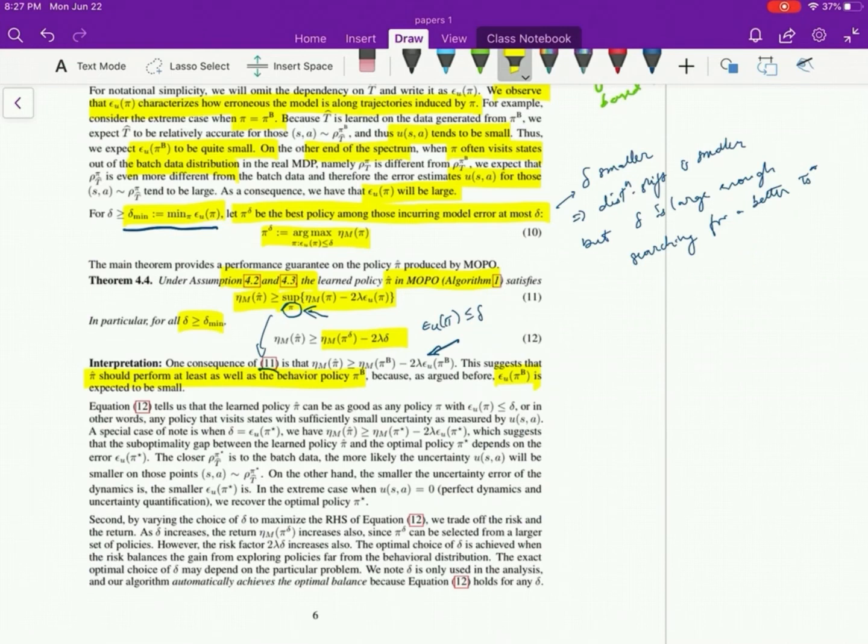So from 12, okay, 12 tells us pi hat is as good as any pi having error less than delta. So if the error is at most delta, I can conclude this. But the gap between the learned policy pi hat and pi star is still epsilon u of pi star.